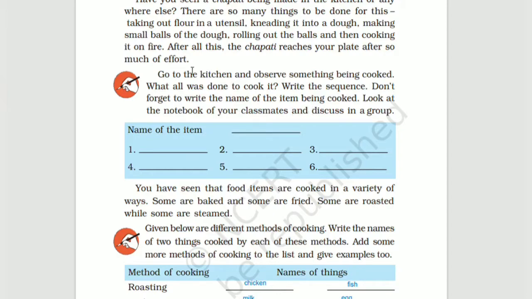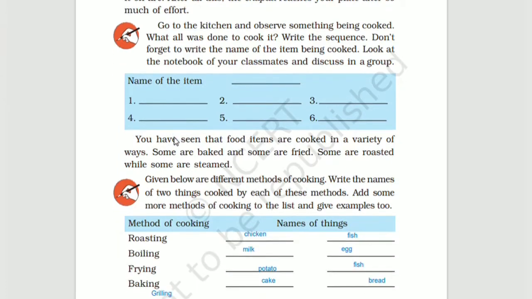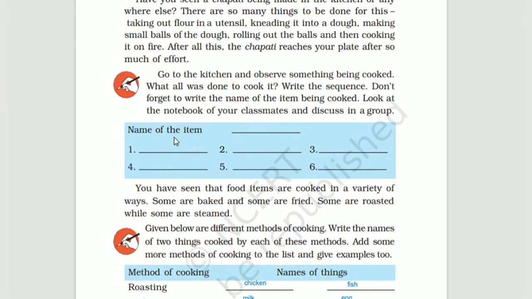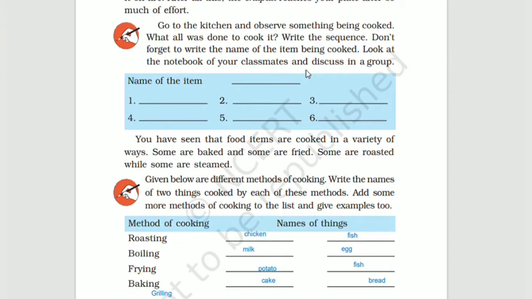Don't forget, when you are writing this, the name of the substance being cooked. You should not forget the name of the item. That is, students, what they do is they will write everything, but they won't write the name of the item that is being cooked. Look at the notebook of the classmate and discuss. You have to discuss yourself.